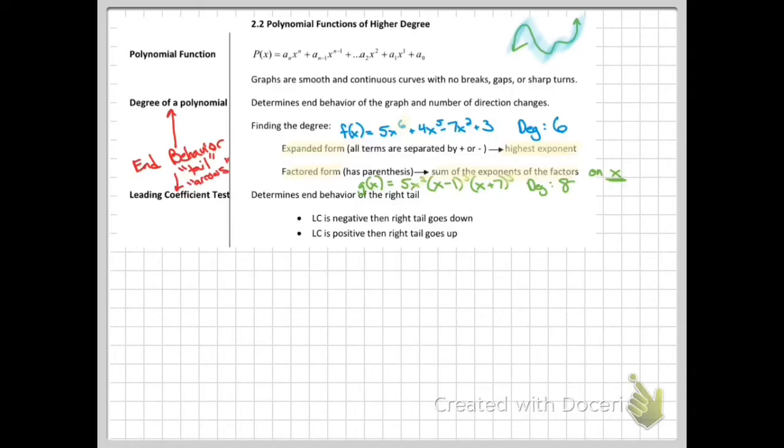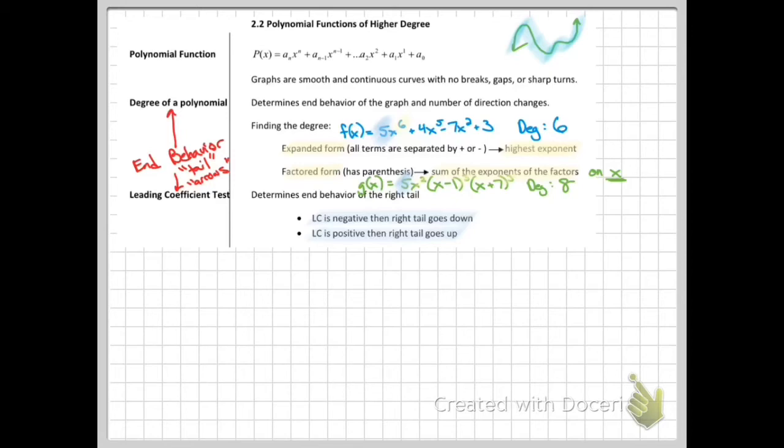So leading coefficient test. If the leading coefficient is negative, then the right tail goes down. If the leading coefficient is positive, then the right tail goes up. The leading coefficient, by the way, is the number in the very, very front, only if it's written in descending order. So in my expanded form up above, 5x to the 6th, x to the 6th was my biggest exponent, so the 5 would be the leading coefficient. In my factored form down below, it's a coincidence by the way, the 5 in the very, very front would be my leading coefficient of that example.